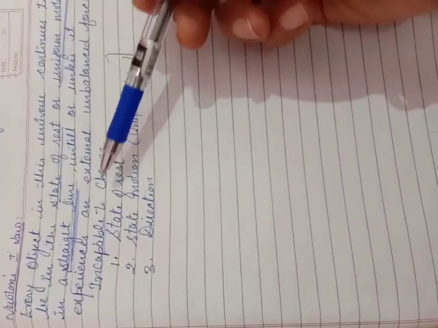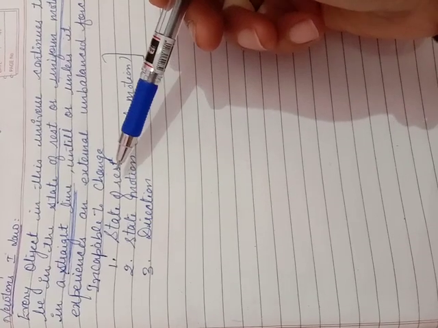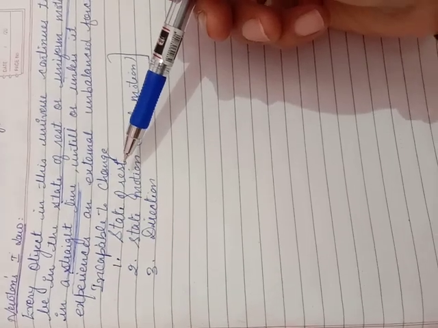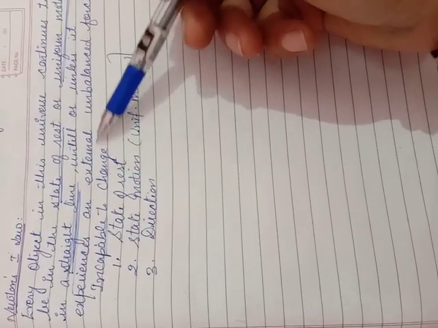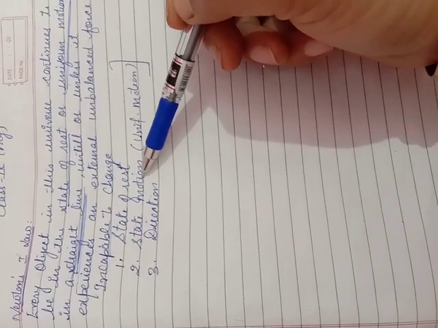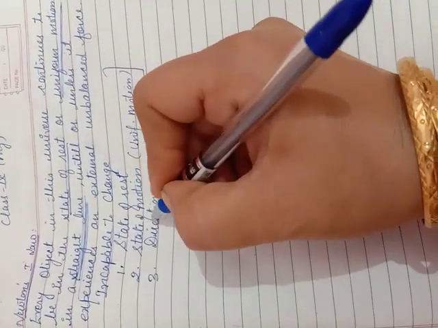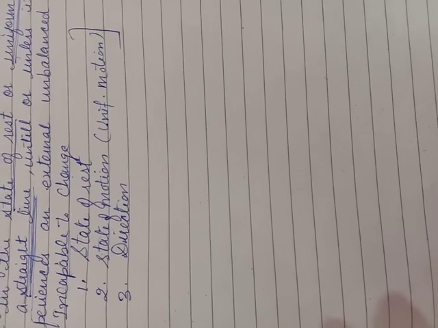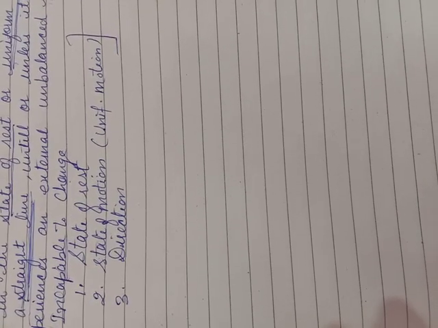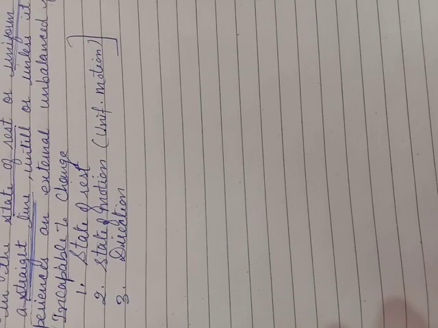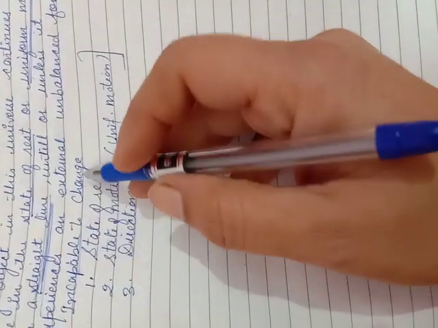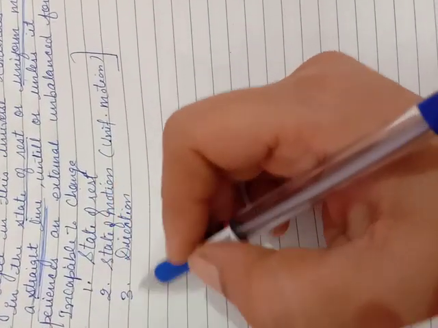The object is incapable to change its state of rest. It means if it is at rest, it will continue to be in the state of rest. It will be in rest forever until we apply some force. Then state of motion means if the object is in motion, it will continue to be in motion. And the third thing is direction. It will continue to move in a particular direction. It will not change its direction by itself.